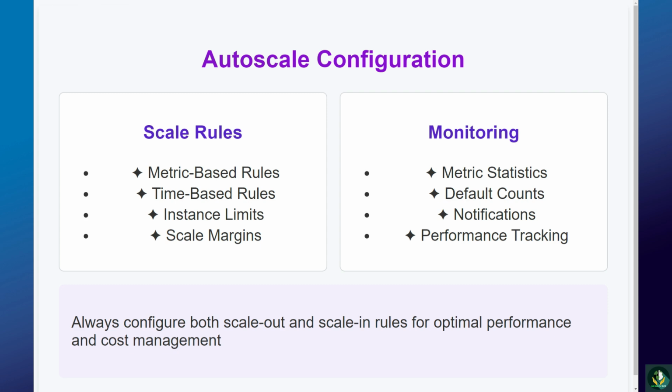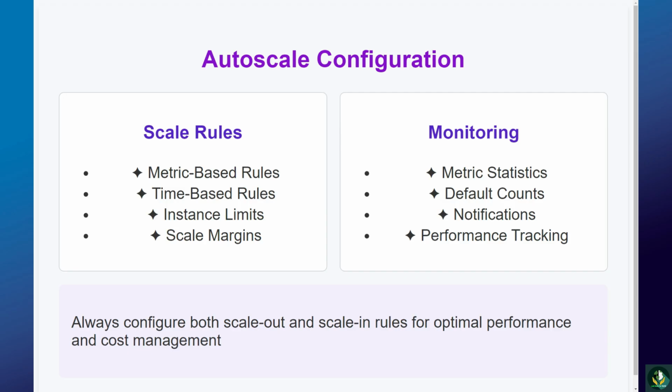For optimal results, consider implementing a combination of rules that work together. For example, you might use metric-based rules for immediate response to load changes, complemented by time-based rules that prepare for known busy periods. This hybrid approach provides both reactive and proactive scaling capabilities. Remember to regularly review and adjust your autoscale settings based on real-world performance data and changing business requirements. Pay attention to patterns in your scaling history and adjust thresholds and rules accordingly.